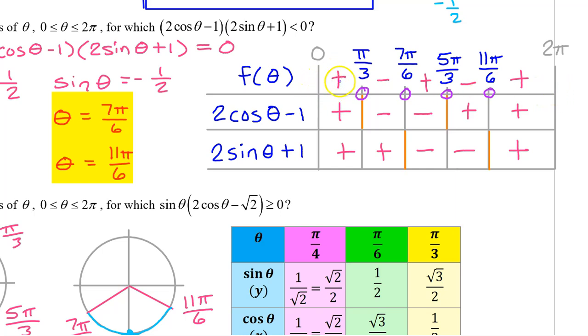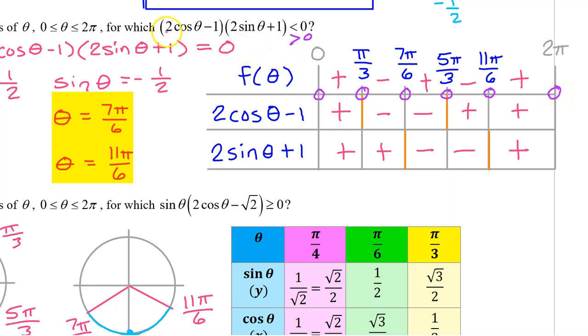See the positive in this interval? That includes this endpoint. So f of theta is positive, meaning greater than 0, at 0 and 2 pi. So we don't want that. We don't want greater than 0. We want less than 0. So even the endpoints of the domain will not be included this time. If this had been greater than 0, then these 2 points would be included.